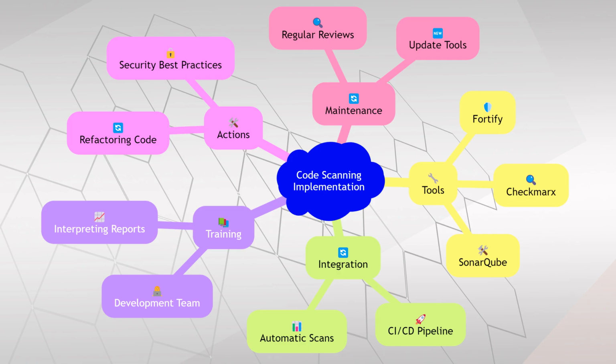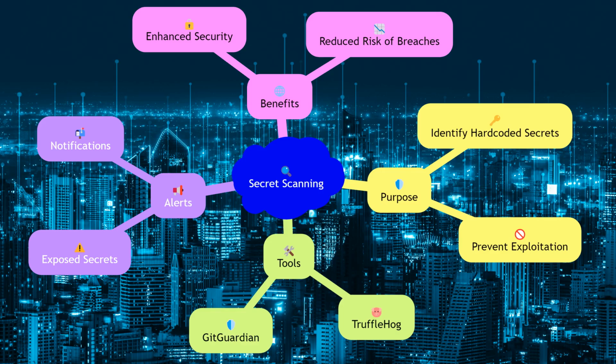To implement code scanning, integrate tools like SonarQube, Fortify, or Checkmarx into your CI/CD pipeline. These tools will automatically scan your code for vulnerabilities and provide detailed reports. Ensure that your development team is trained to interpret these reports and take appropriate action, such as refactoring code or implementing security best practices. Regularly review and update your code scanning tools to keep up with new vulnerabilities and coding standards.